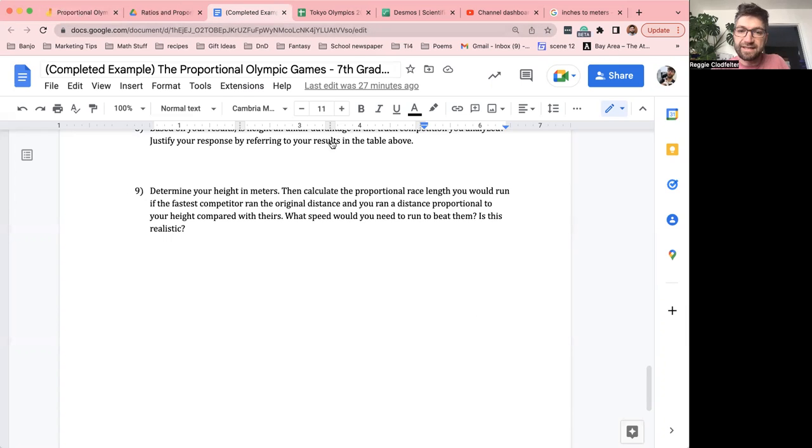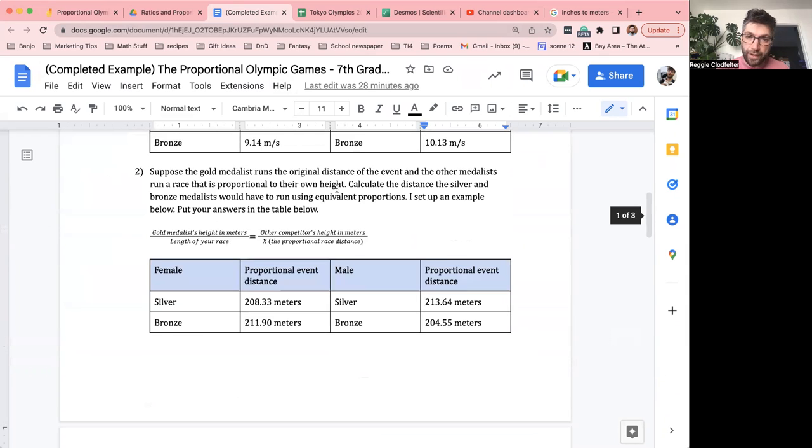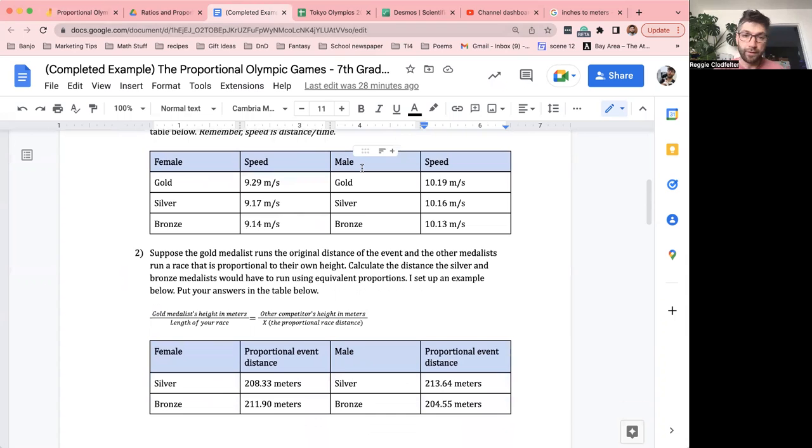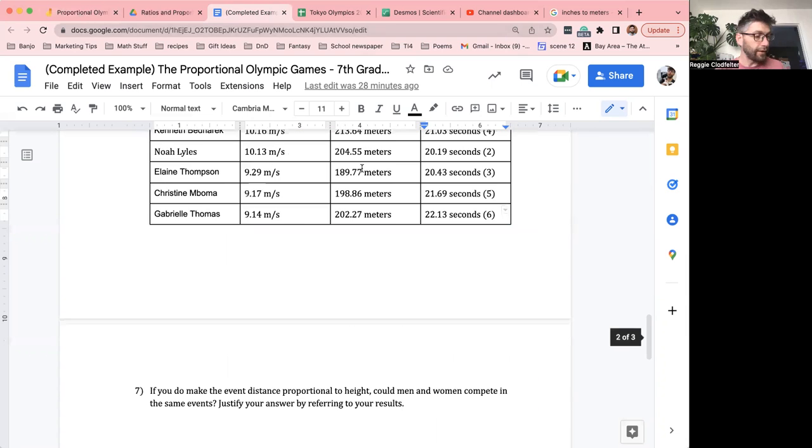And then we're asked, is this realistic? For me, it's not. I'd have to be the fastest human on Earth. So that's not realistic. You can give me a one-sentence explanation on this. Take the speed you would need and compare it to the speeds you figured out in question 1 and see if it's realistic that you could run that speed. And that's it. Then you finish the project.